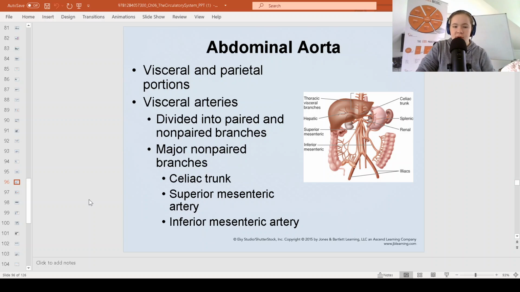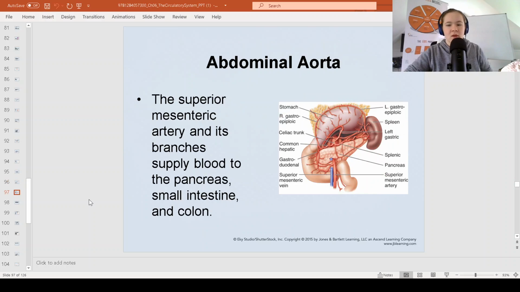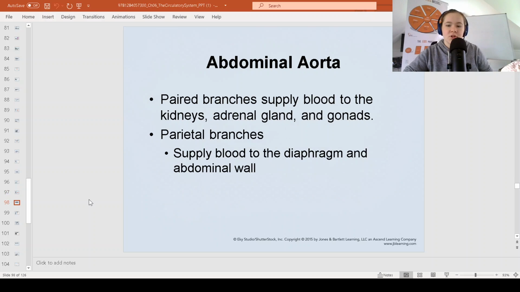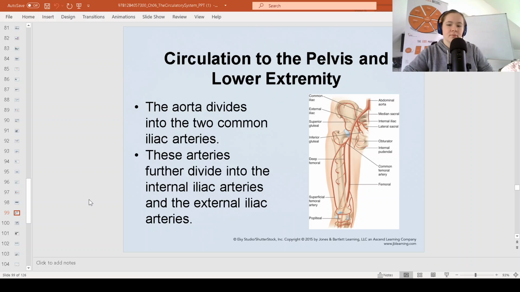The abdominal aorta has visceral and parietal portions. The visceral arteries divide into paired and non-paired branches. Major non-paired branches are the celiac trunk, superior mesenteric artery, and inferior mesenteric artery. The superior mesenteric artery and its branches supply blood to the pancreas, small intestine, and colon. Paired branches supply blood to the kidneys, adrenal glands, and gonads. The parietal branches supply blood to the diaphragm and abdominal wall.